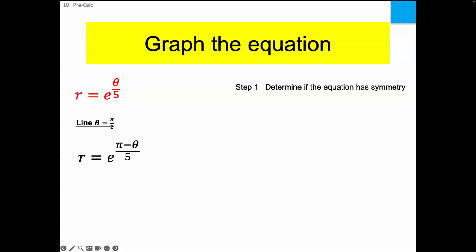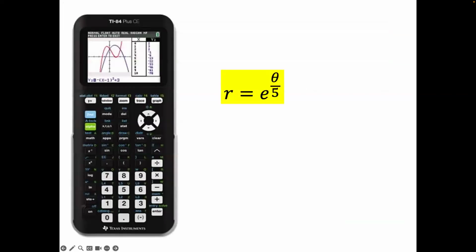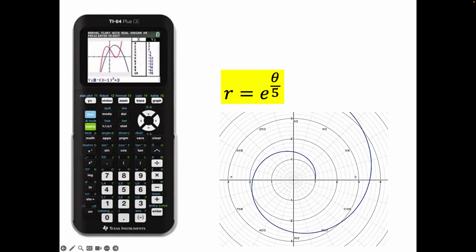It's an exponential. It's not a circle. It is not an oval. You get a swirly. You get a swirl, right? So this one has no symmetry. You get this shape right here. You should get this on your calculator.